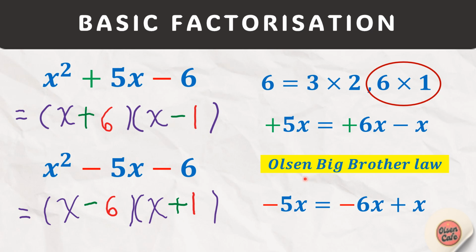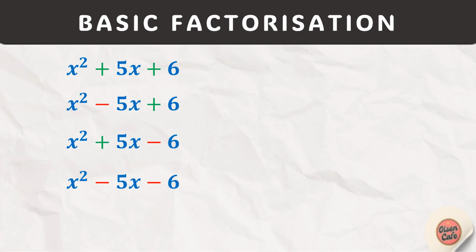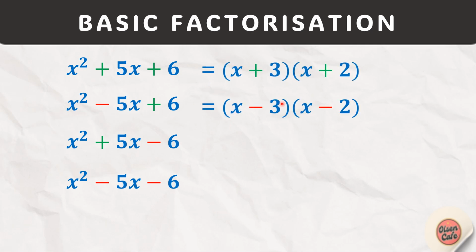Hope you find this Big Brother law useful. Okay, so let's do a quick summary of what I have covered today. Over here, given the four expressions, the numbers are exactly the same. The only thing different is the sign. For the first two expressions, since the sign for the constant term is a plus, this gives me a clue that the signs within the brackets have to be the same.